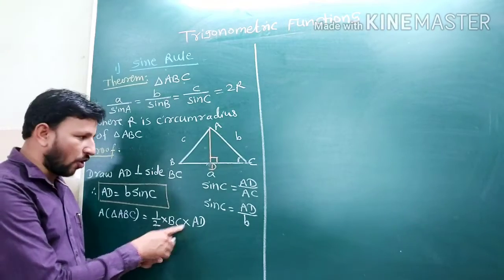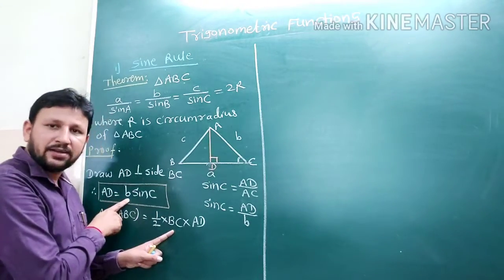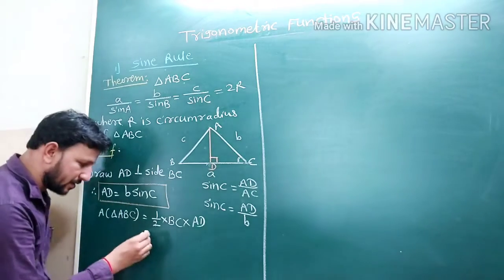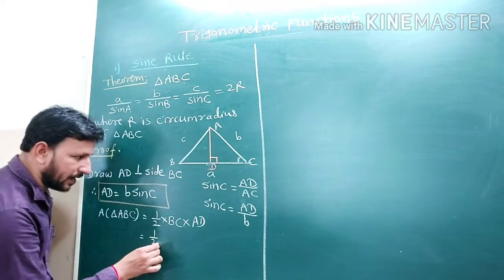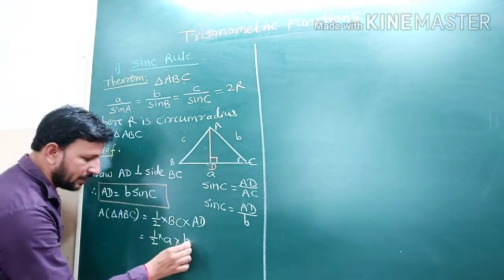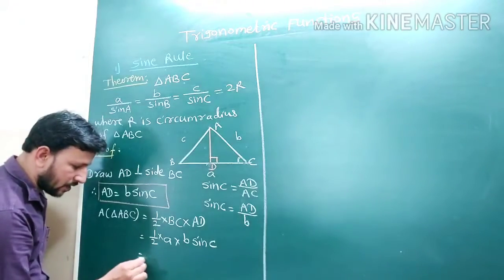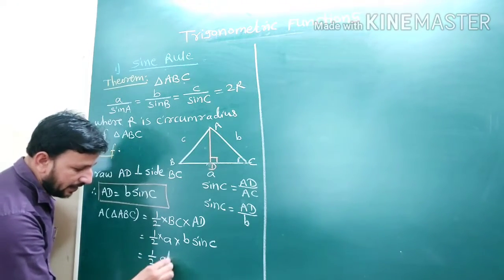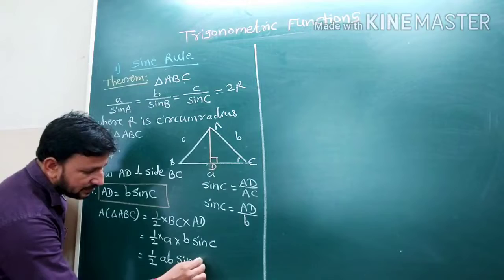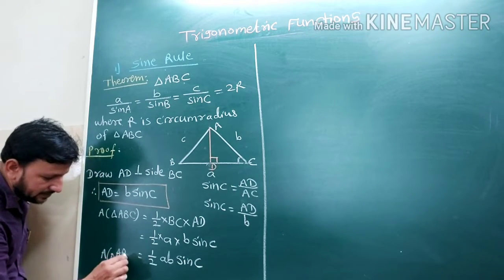Substitute the length of BC as a, and the height AD calculated as b sin C. Half times a into the length of AD, b sin C. The product is obtained: half times ab sin C, which is the area of triangle ABC.